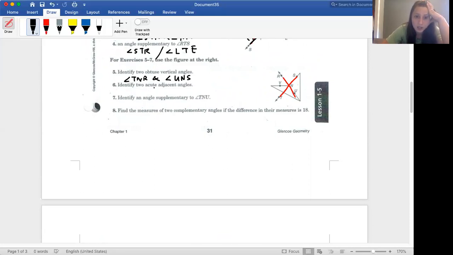Identify two acute adjacent angles. So two acute angles that are side by side. Adjacent means touching and side by side. So I could do anything that's less than 90 degrees. And I don't know, I think these two angles would be my only option that's less than 90 degrees.